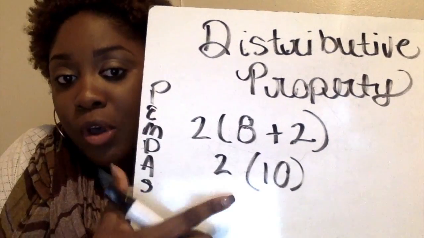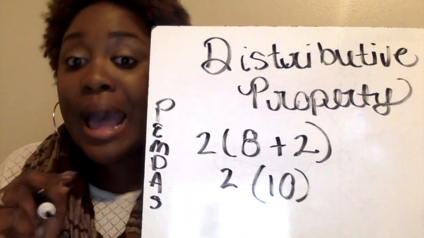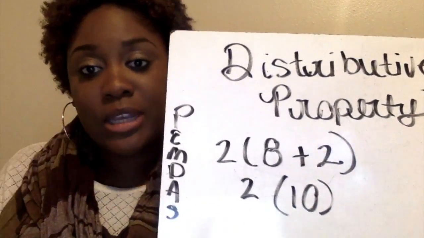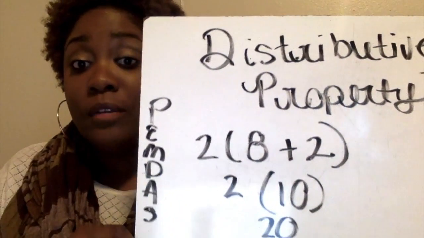Now, this 2 on the outside of my parentheses tells me that I'm going to multiply. So 2 times 10 is going to give me 20. Now, another way that I could solve this is using the distributive property.